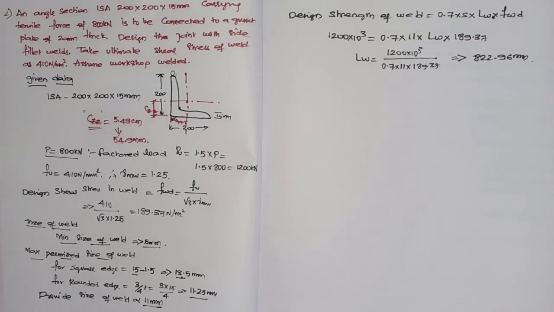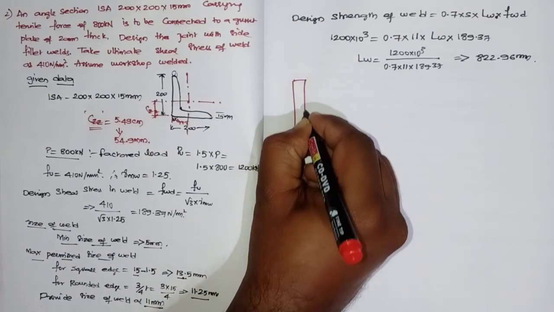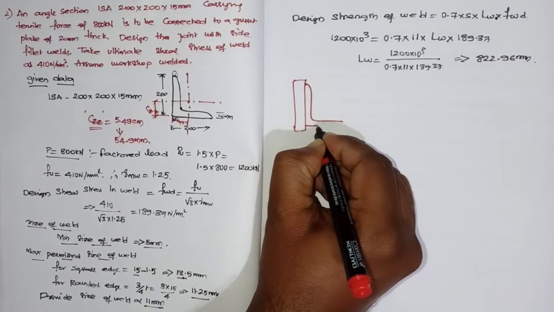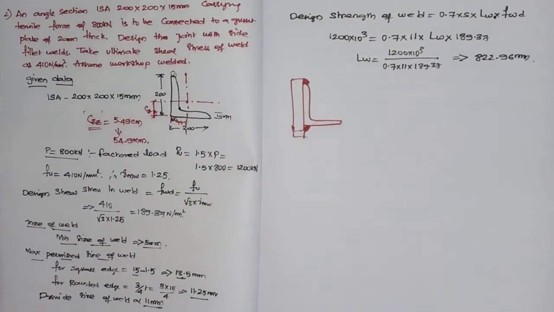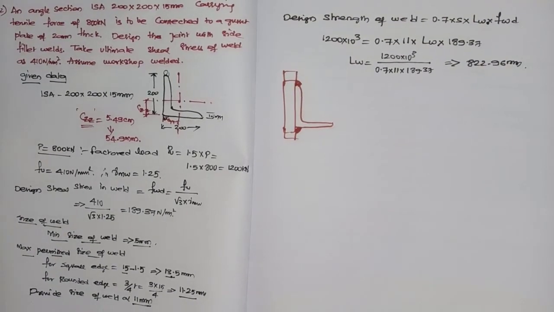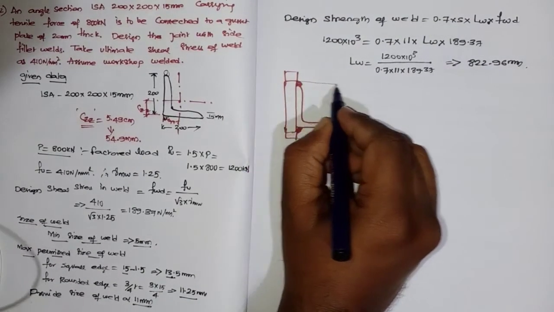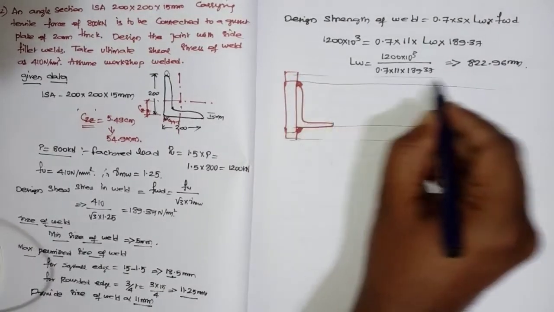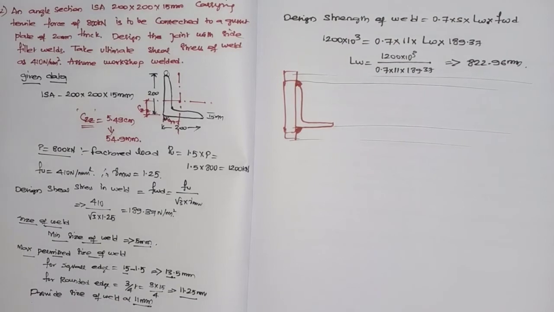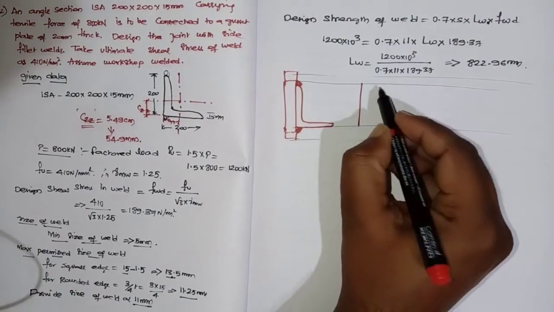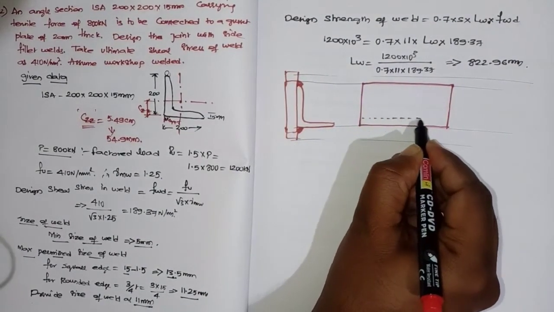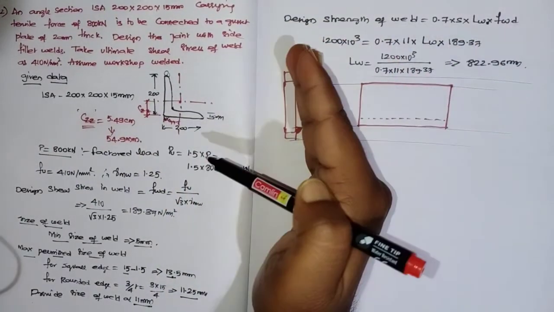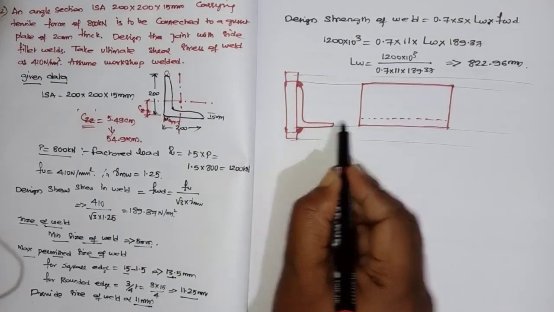Now we'll try to draw the figure. This is the gusset plate. To this gusset plate, here you are supposed to weld bottom and top. Consider the gusset plate is up to here. Now if I place it like this and see from here to here, it looks like this only, a rectangular one with this one projection.